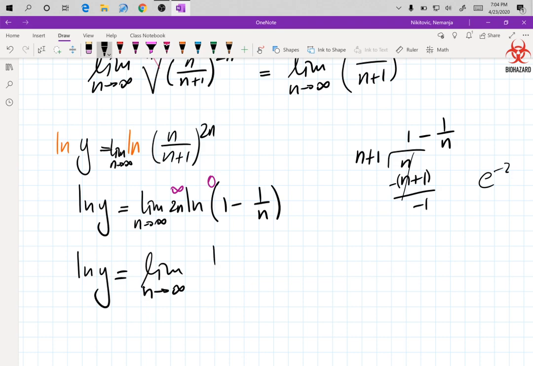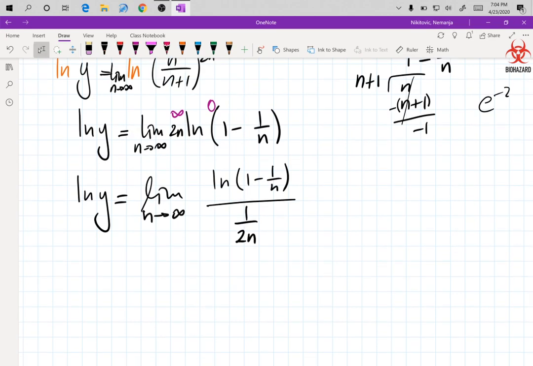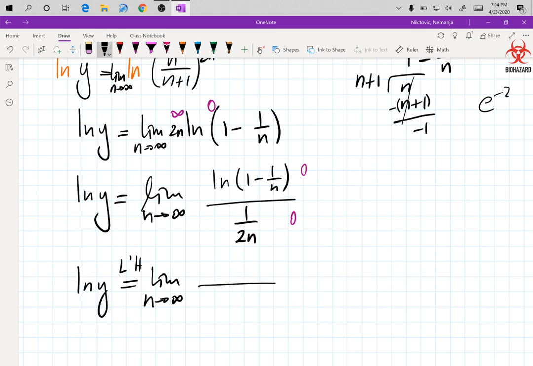And we do the mathematical hocus pocus here, where we write this as 1 over 2n. There we go. And now, when you test this, you get 0 over 0. So this is where we apply L'Hopital rule. So L apostrophe H, where we take independent derivatives of numerator and denominator, and then see what we get.